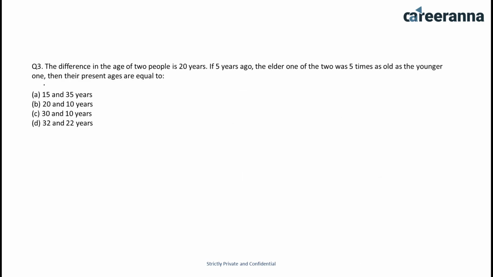Question number 3. The difference in the age of two people is 20 years. If 5 years ago the elder one of the two was 5 times as old as the younger one, then their present ages are equal to. So the question is saying the difference in the age of the two people is 20 years. So suppose we are going to take the age of the first person as x, then the age of the other person is going to be 20 plus x. Okay, we are taking only one variable, so our calculation is going to be easy.